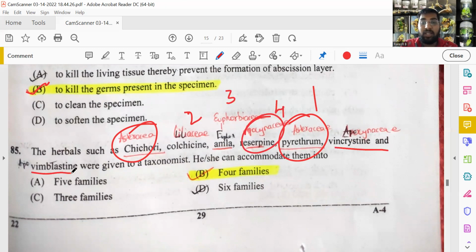And even Vincristine and Vinblastine are obtained from Catharanthus roseus. Catharanthus roseus also has another name, I'm not able to remember it now. From that, Vincristine is obtained. So it belongs to Apocynaceae. It is an anti-cancerous compound. So this is one of the compounds. So the fourth one is this, both. So you have four families over here.